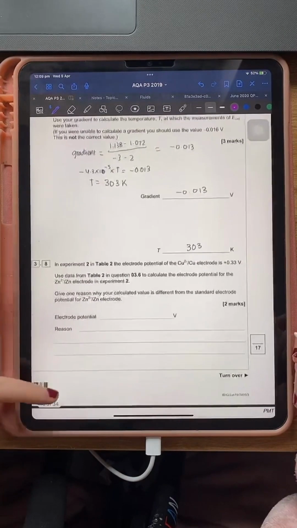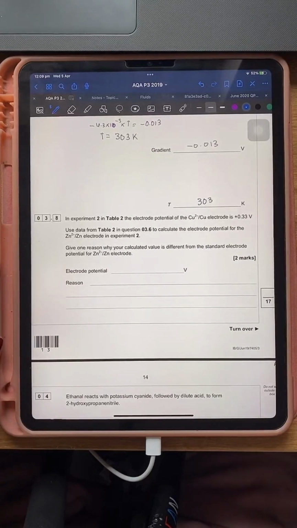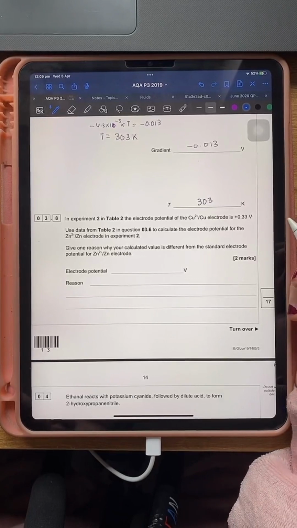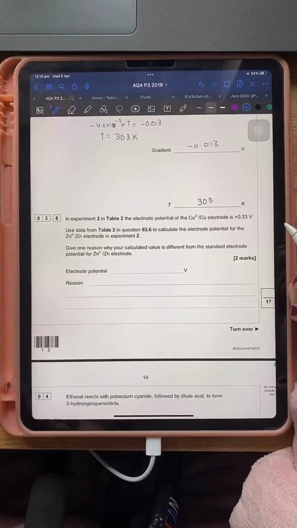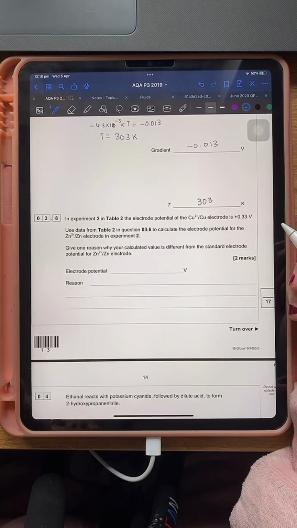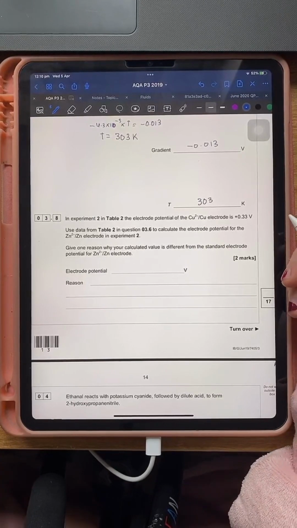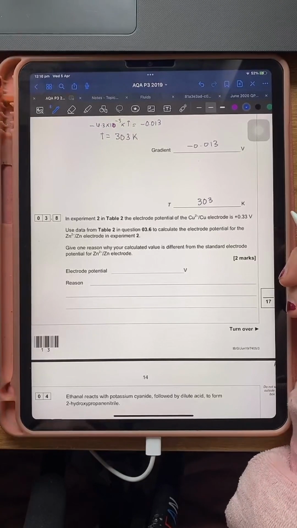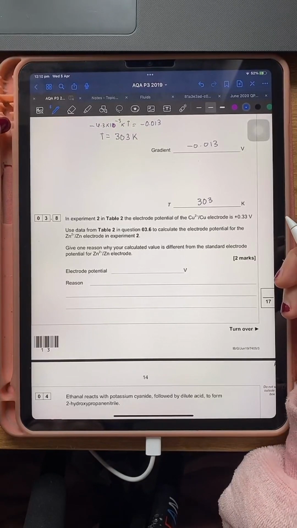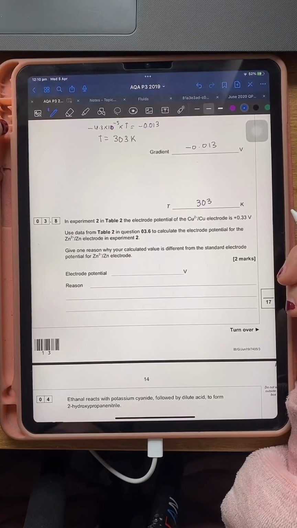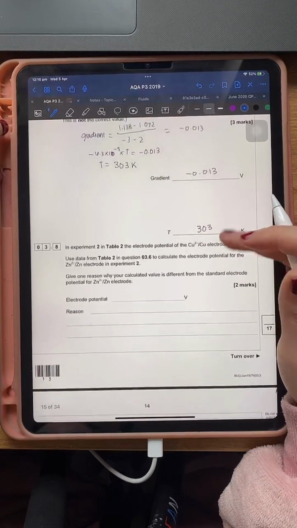Okay, so in experiment 2, in table 2, the electrode potential of the Cu2+ or Cu electrode is plus 0.33 volts. Use data from table 2 and question 3.6 to calculate the electrode potential for the Zn2+ Zn electrode in experiment 2. Give one reason why your calculated value is different from the standard electrode potential for the Zn2+ Zn electrode. Okay. So they said to look at experiment 2 in table 2. That's that one there.